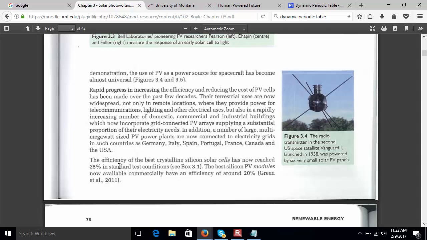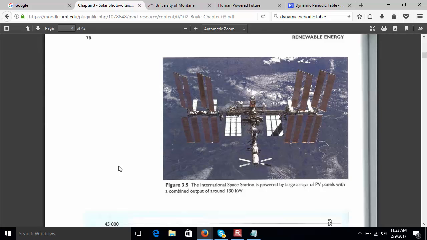So, as I mentioned before, the solar constant is about 1,000. So what that is, it's 1,000 watts per square meter, and it's at a certain temperature. 130 kW. That's actually pretty good. That's 2.3 times the legal limit for a solar installation in Montana.